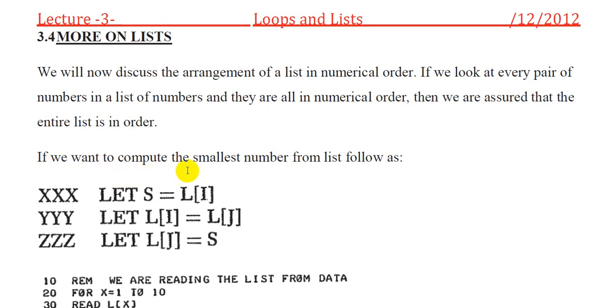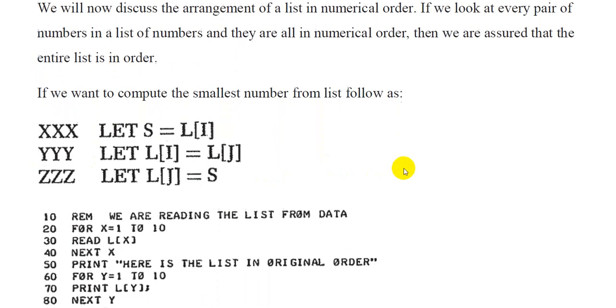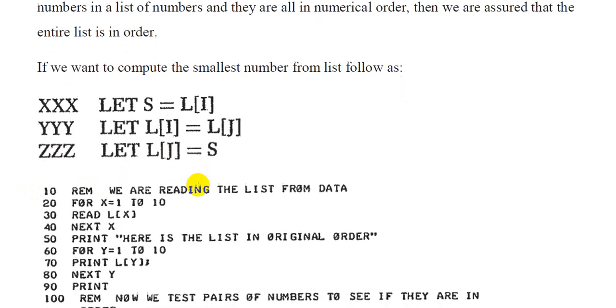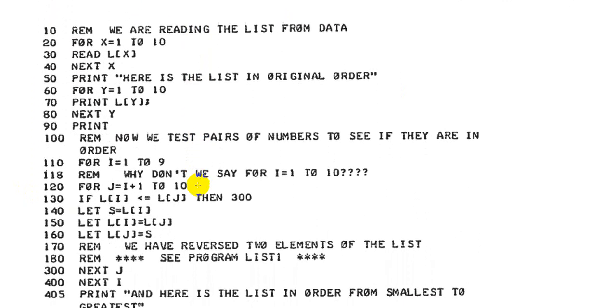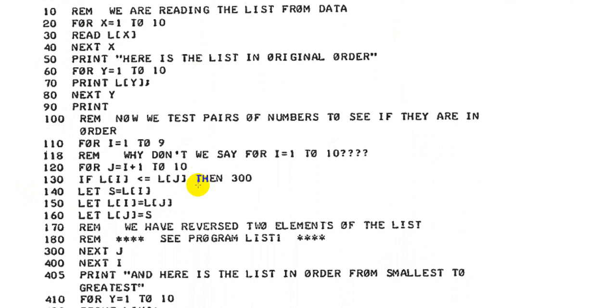If we want to compute the largest amount of digits from the list, it follows as triple X: let S equal LI. Triple Y: let LI equal LJ, as you can see. Triple Z: let LJ equal S. In this case, the source code for the program, as you can see right here, would be listed as follows.